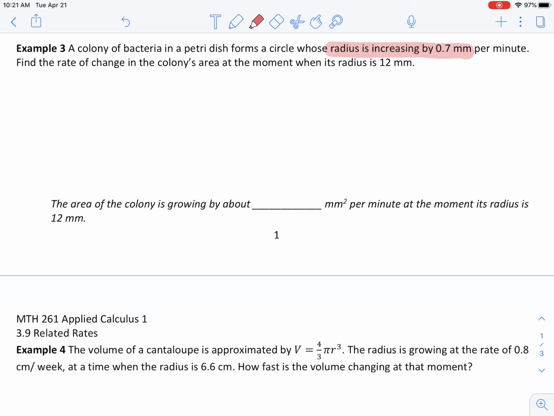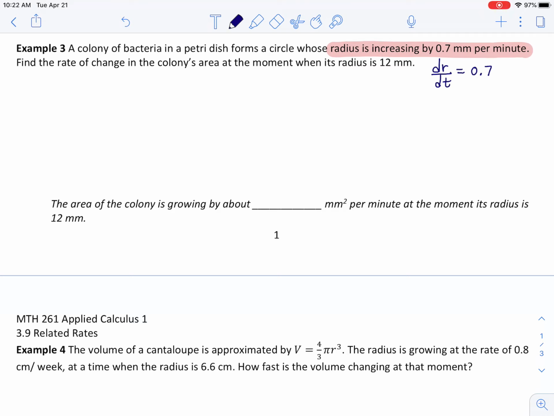A colony of bacteria in a petri dish forms a circle whose radius is increasing by 0.7 millimeter per minute. Now, what they just gave you in words is the change in radius with respect to time, isn't it? So in symbols, what's that? That's dr/dt, change in radius with respect to time. And they gave you that's equal to what number? 0.7. I'm going to keep that number there because I will be using it soon.